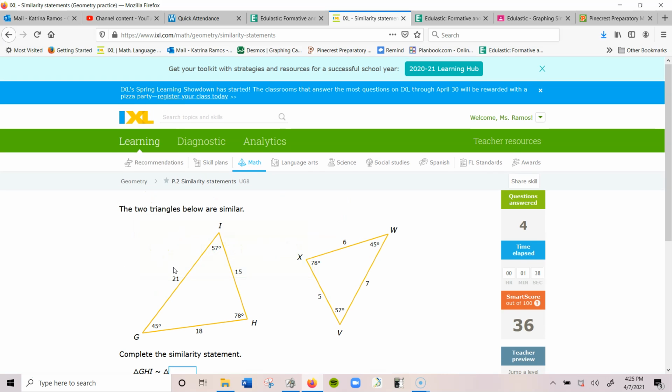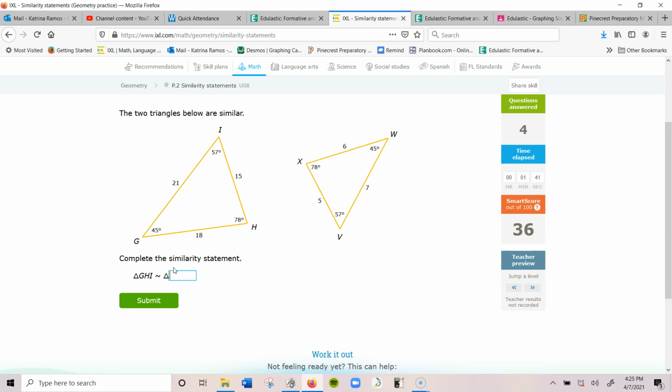We'll do one more because this is just basically the same thing over and over. Here we have GHI. Now these angles are all different. So we have to start with the 45 degrees, which corresponds with W. Then it goes to H, which is 78. So that means I got to go to X, which is also 78. And then lastly, V.